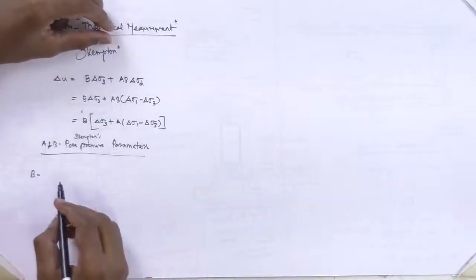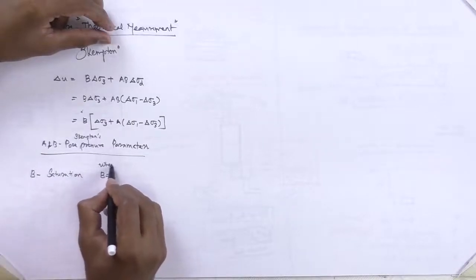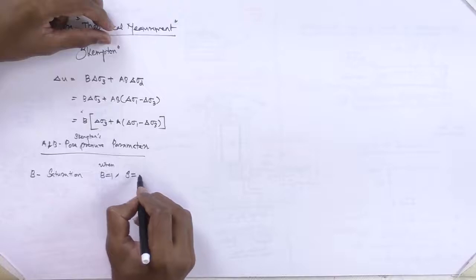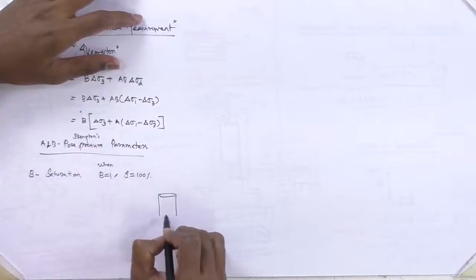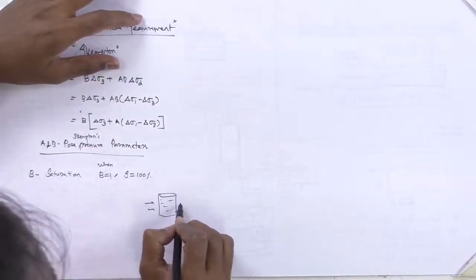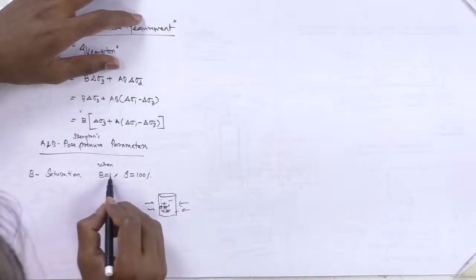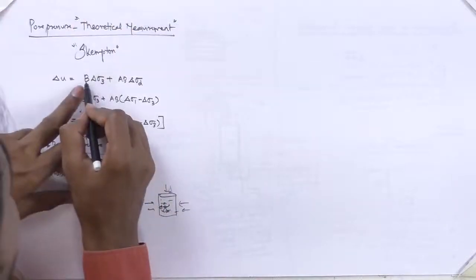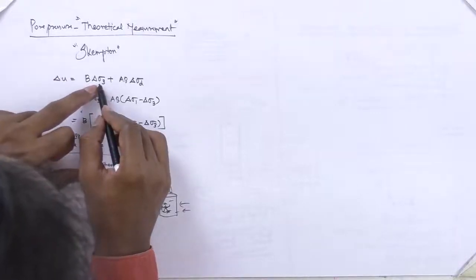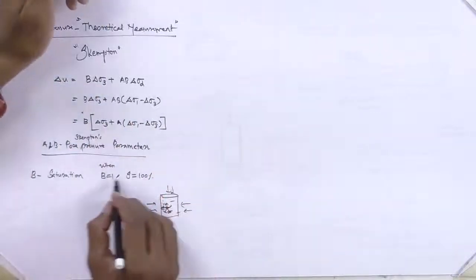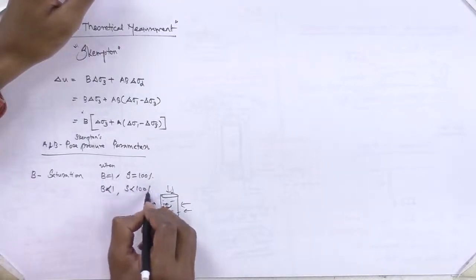Whereas your B depends on saturation. So B equals 1 when the degree of saturation S equals 100%, which means when your soil sample is fully saturated with water, whatever pressure you apply, an equivalent pressure will be developed oppositely. So when B equals 1, during isotropic consolidation, the excess pore water pressure developed will be the same as the pressure which you have applied. So that is B. When B is less than 1, the degree of saturation is less than 100%.